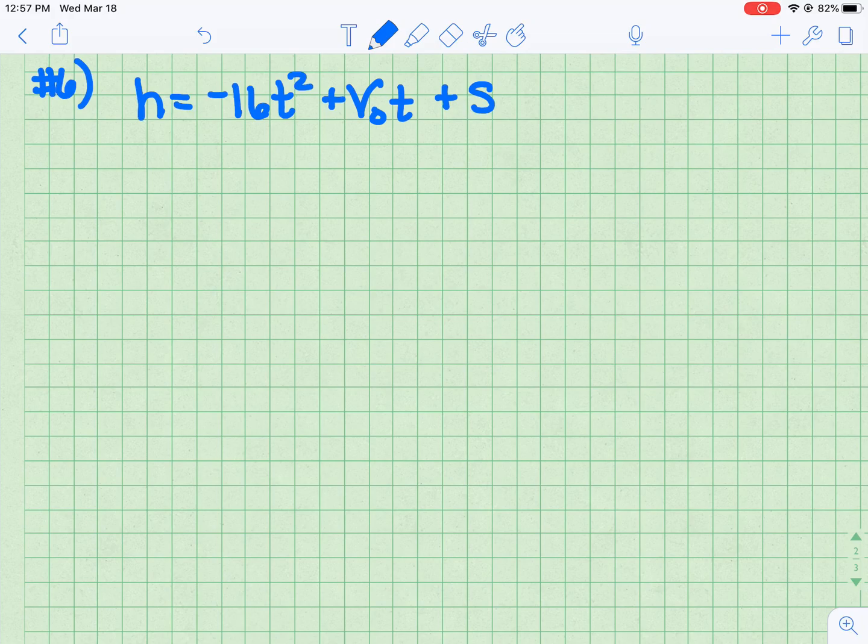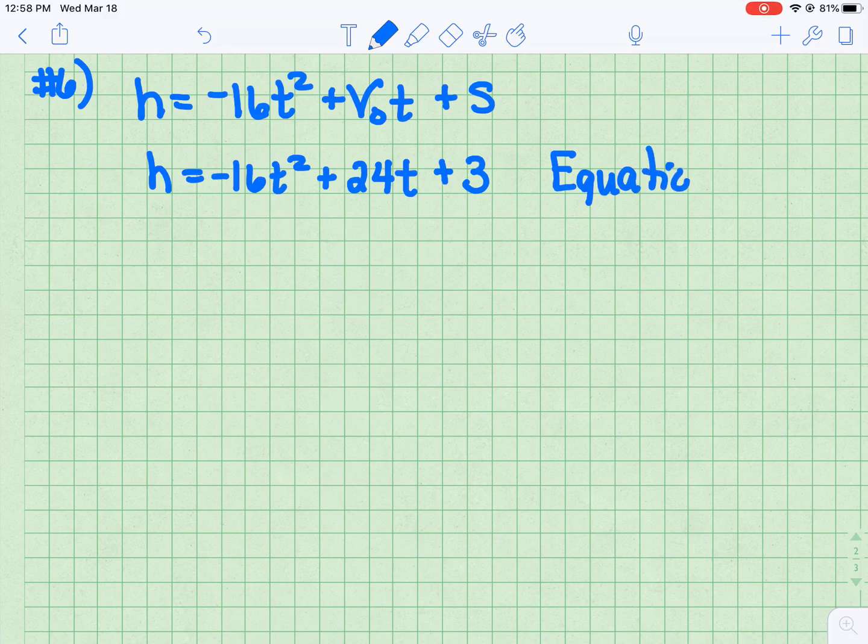So the problem has to give you some things here. We already have the negative 16t squared. The initial velocity is in the problem, and that says an initial upward velocity of 24 feet per second. Don't forget your t on that. And then it says an initial height of 3 feet. Okay? So there's our equation. And I just got all that information from the word problem.